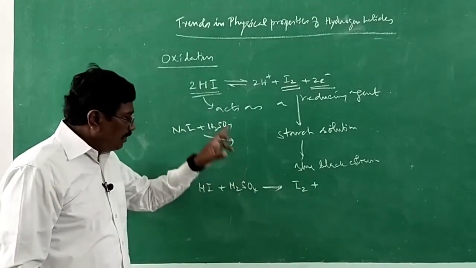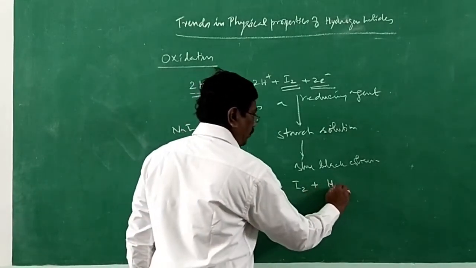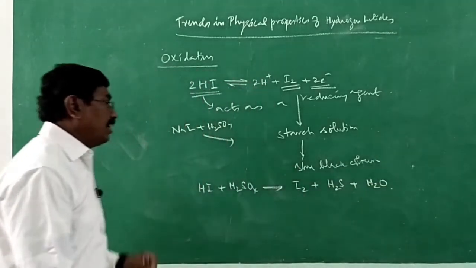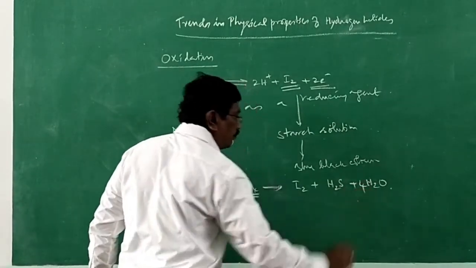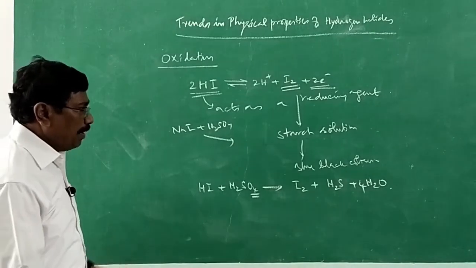The sulfur present in sulfuric acid is converted to hydrogen sulfide and water. Hydrogen sulfide and water. All the 4 oxygen will become 4 water. So how to balance the equation?